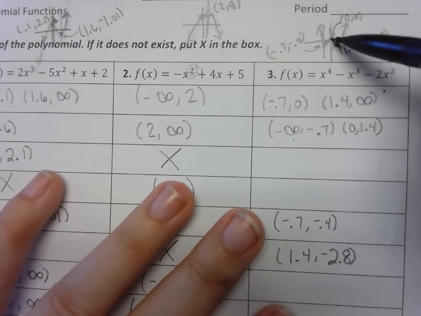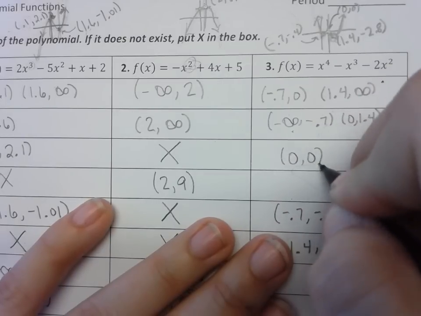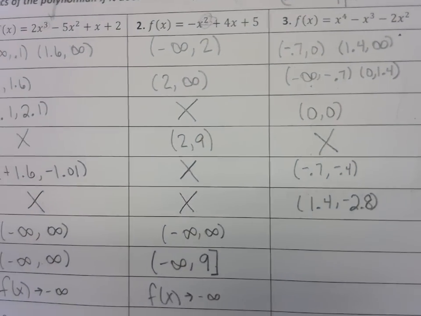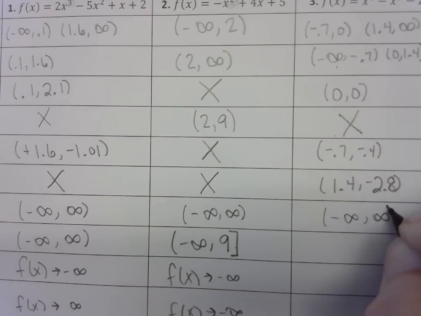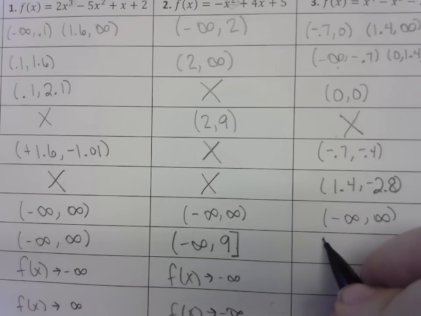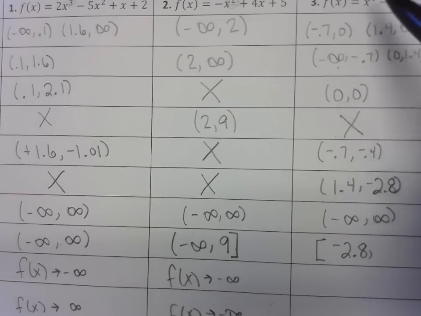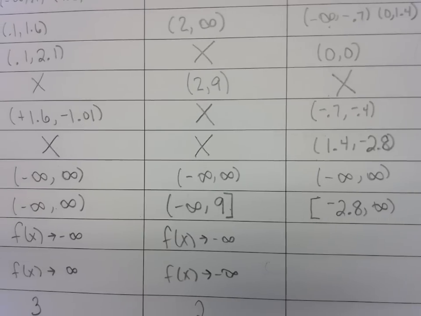Relative maximums. We have this little peak right here. So that's going to be a relative because there are points higher than that. So the relative would be 0, 0. These are going to positive infinity, so an absolute max in this situation does not exist. Domain is always all real numbers. Range, the lowest y value that it has is negative 2.8. The highest point it's going to have is positive infinity. So it's going all the way to positive infinity.